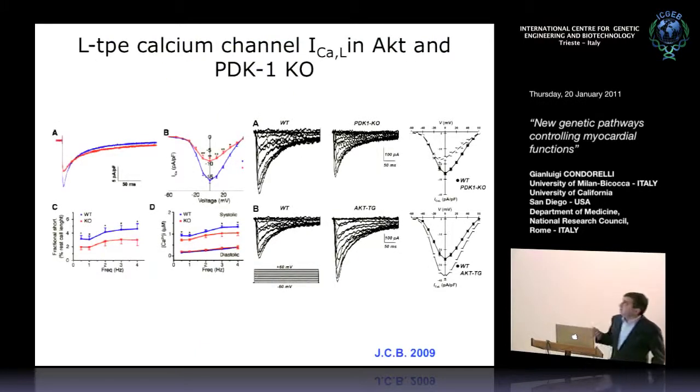And if you look at the effects on calcium, these are isolated myocytes, and there is less calcium current in these knockouts. And in the transgenic, there is the opposite, so there is more calcium current. And this also translates in a decrease in contractility in isolated cells. So basically, if you knock out PDK1 and you isolate the myocytes, these contract less. And the calcium current is significantly decreased in the PDK1 knockout.